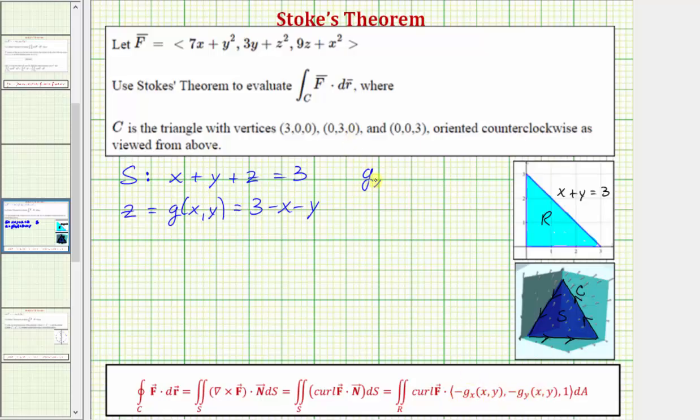The partial derivative of g with respect to x is equal to the derivative of 3 minus x minus y with respect to x, which is negative 1. And the partial derivative of g with respect to y is equal to the derivative of 3 minus x minus y with respect to y, which is negative 1. Now let's determine the curl of the vector field f.